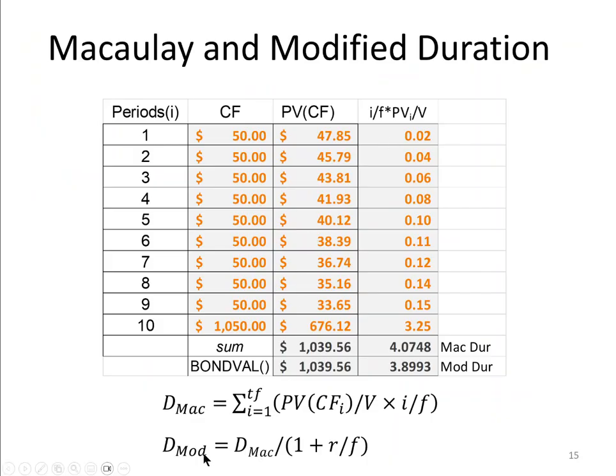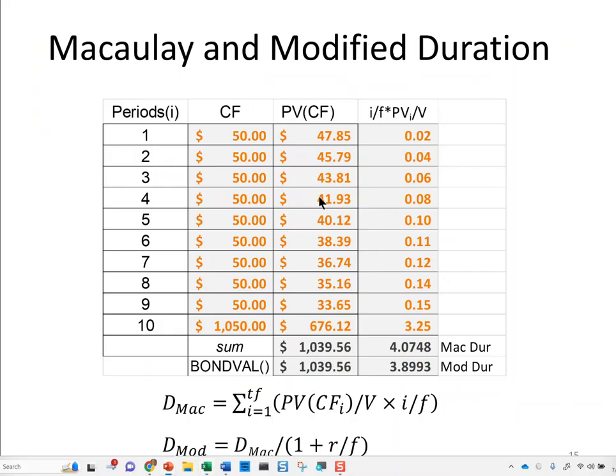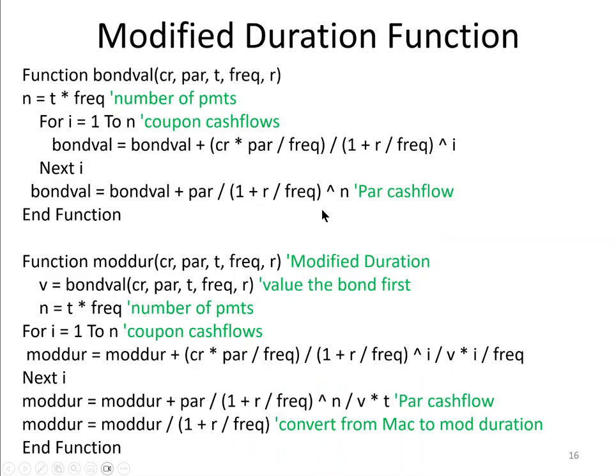Now I'm going to calculate the modified duration. Modified duration is just the Macaulay duration we just calculated divided by 1 plus R divided by frequency. And I have it there for you so you can see that the Macaulay duration divided by 1 plus the discount rate divided by the frequency is that modified duration. Okay, now you'll never have to do this in real life because I'm going to give you a function. That function is going to be called mod dur, modified duration.